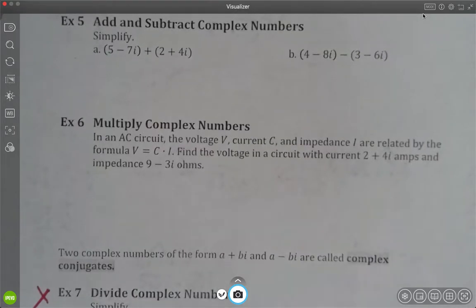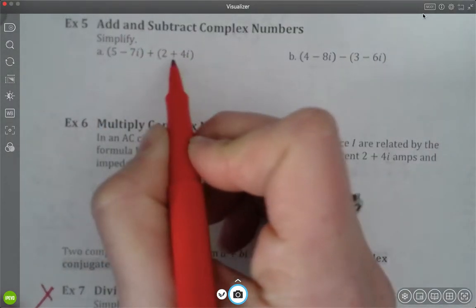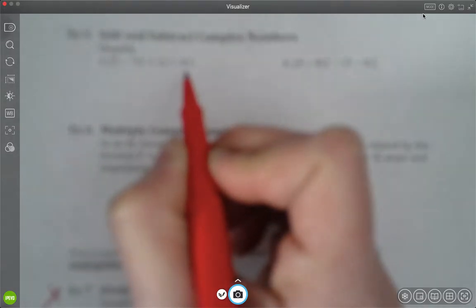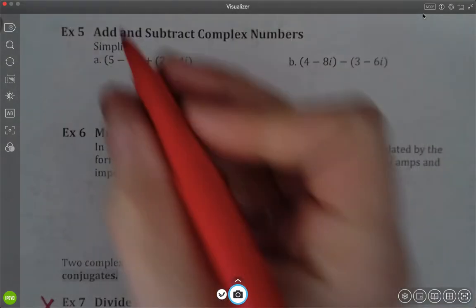Now, the beautiful thing about i's is that other than the fact that when you're simplifying, it's the square root of negative 1, i's are treated just like x's or y's or anything else, right? So when you're adding, i's can add to other i's. i squareds can add to other i squareds. Numbers can add to other numbers. So we have 5 minus 7i plus 2 plus 4i. So we need to combine like terms. What numbers can you combine? 5 and 2, which makes 7.